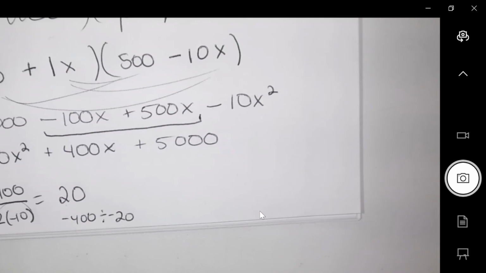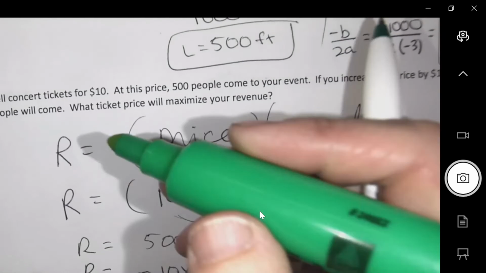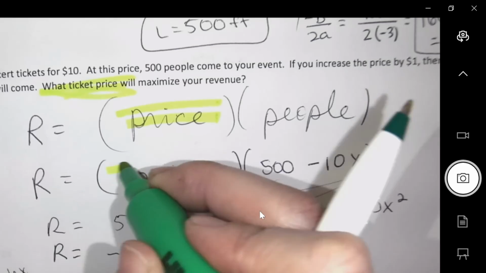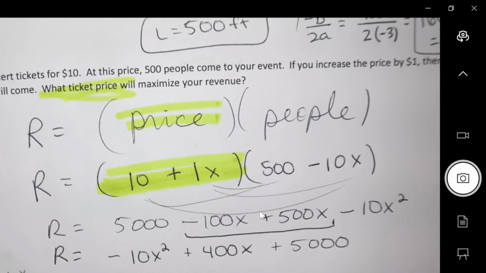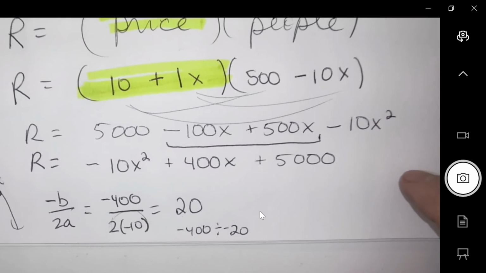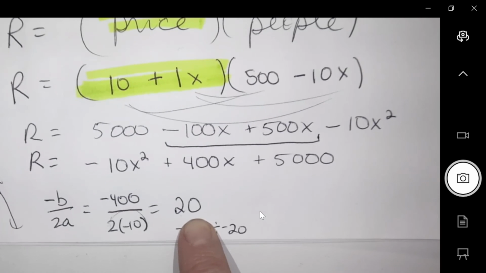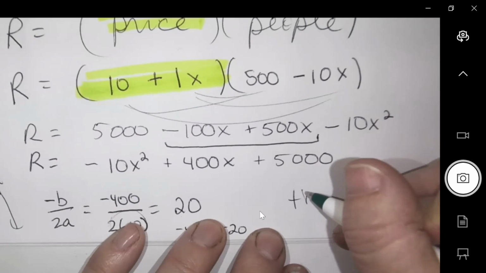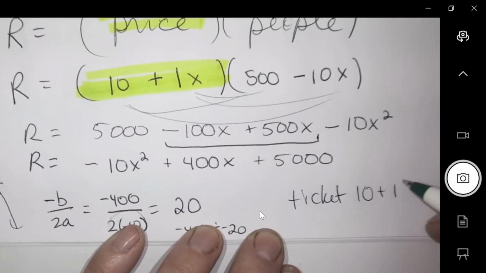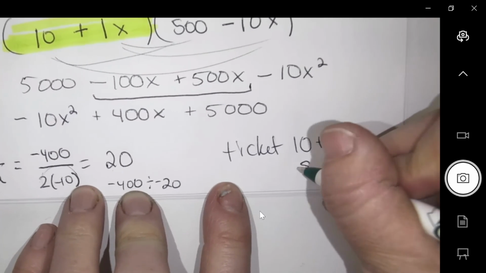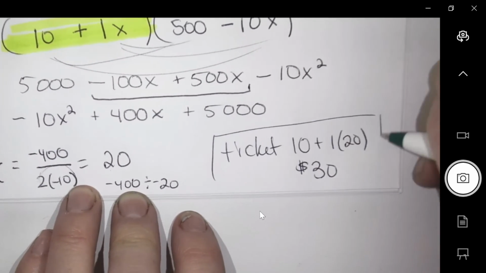Okay, let's talk about what we're finding here. What is the ticket price? This is what I want to know. It started at $10 and I increased it by $1 20 times. So if I go up $1 20 times, I go up $20. So what's my ticket price? What does that make if I go up 20? My answer would be a $30 ticket.